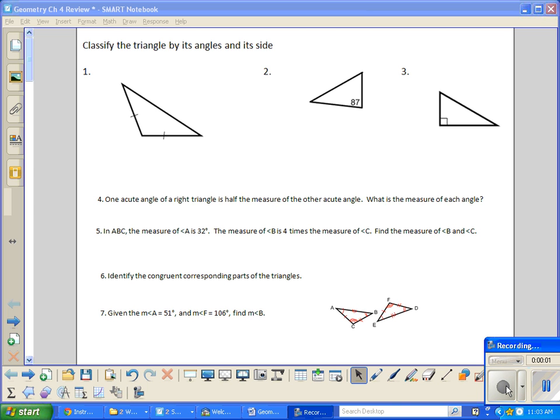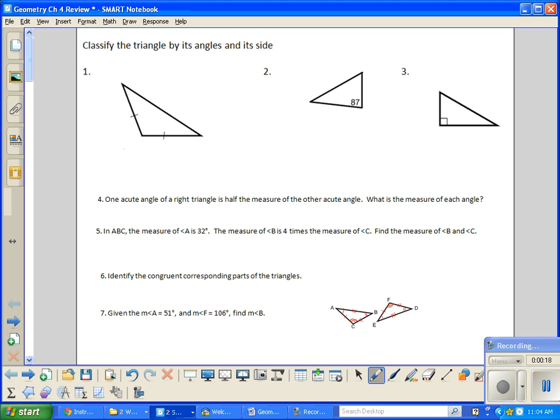Alright, so 1, 2, 3, we're classifying by their angles and sides. And so, number 1, if we look at the sides, we notice we've got two sides marked congruent. So that is going to be isosceles. And then, if we look at the angles, this angle between those two sides that are congruent is apparently bigger than 90 degrees, making it obtuse. So it's an isosceles obtuse triangle.